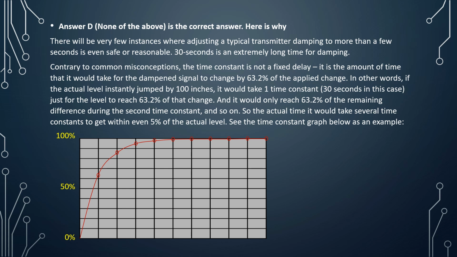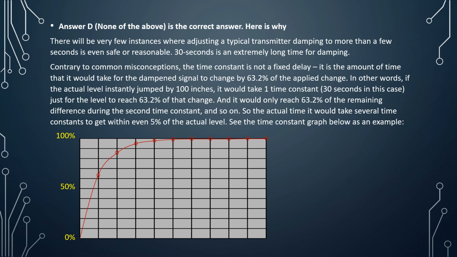What that time constant is, or the damping setting, when you set it at 1 second, let's say, time constant, that's the amount of time it takes it to change by 63% of the change. Well, what's crazy about this is, that gets you to 63%, but in the next time constant, it's only going to change by 63% of the remaining change. So it takes quite a bit of time for this thing to reach the upper levels. You won't even be within 5% until after a few time constants.